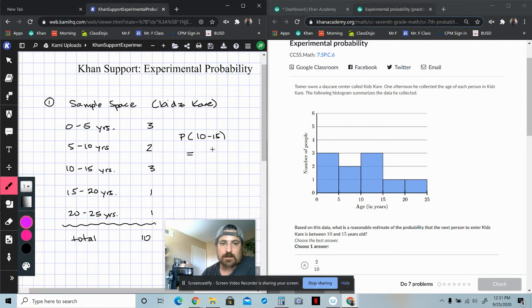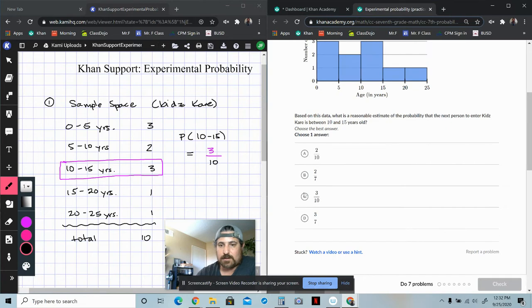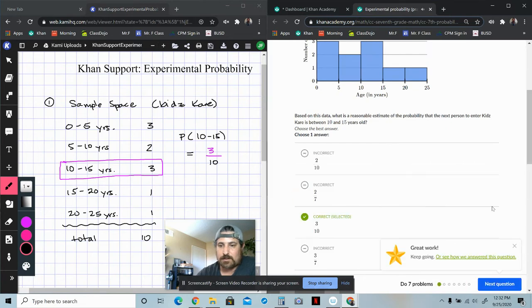So our favorable outcomes are going to be the number of kids that are right here, 10 to 15. So we can see there's 3. So that's our favorable 3. And that's what this is, right? 10 out of the possible, which is going to be the 10. So the experimental probability says there's a 3 in 10 chance that the next person who joins up to Kids Care will be between the ages of 10 and 15. So that's what you put. You just put 3/10. So you select 3/10 and hit check. That's it. Next question.